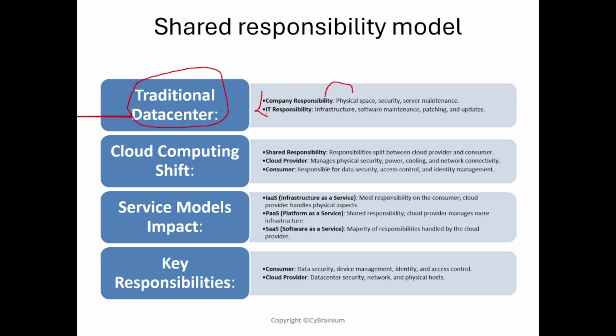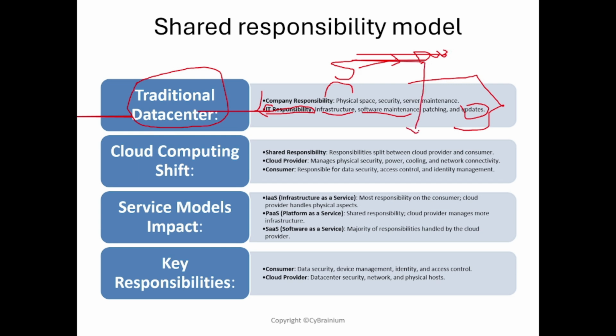Now, for IT responsibilities, there was too much hiring just to maintain the infrastructure and the software maintenance, the patching. Whenever some vulnerability comes, the IT team has to patch the server and update it as well. The costing was huge. For example, if I want to increase the storage or the RAM on a server, there is a downtime, for sure. But in cloud computing, this issue was resolved.